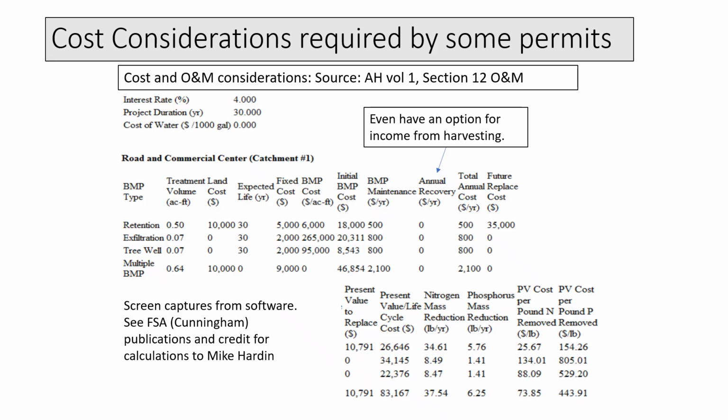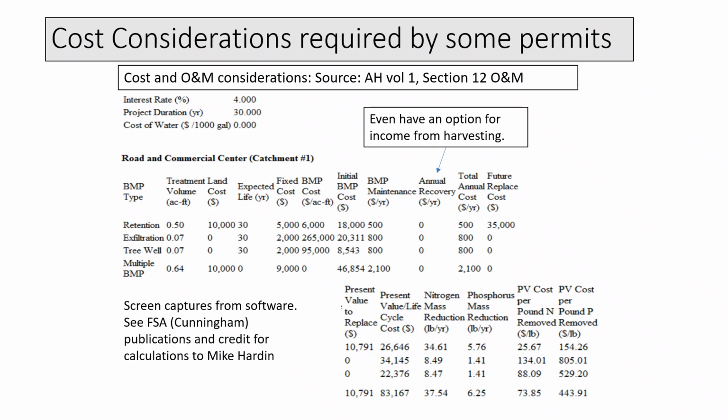When considering different management practices, it's crucial to account for the costs involved, particularly since some permits explicitly require these considerations. This includes both the initial construction cost and ongoing operation and maintenance, or O&M, which you can find detailed information on in the AH Volume 1, Section 12. Cost data can vary significantly depending on the specific location and circumstances. However, even with this variability, many plans necessitate an estimate of these expenses.